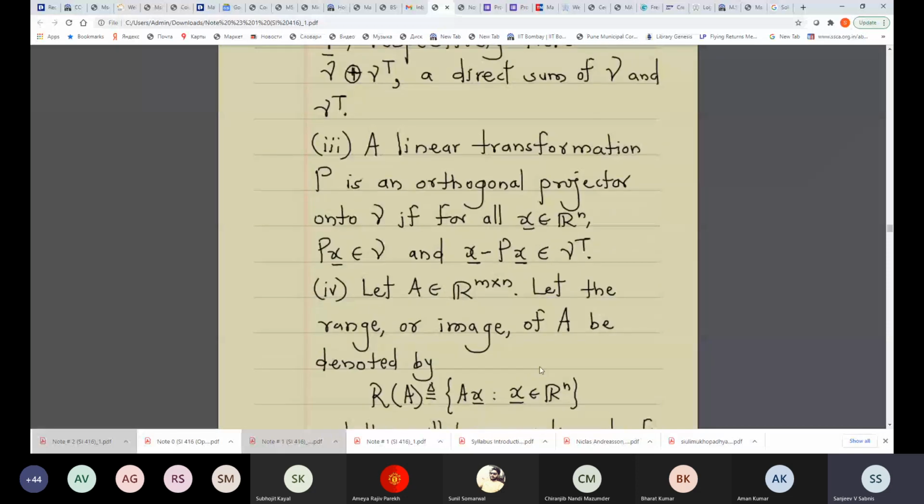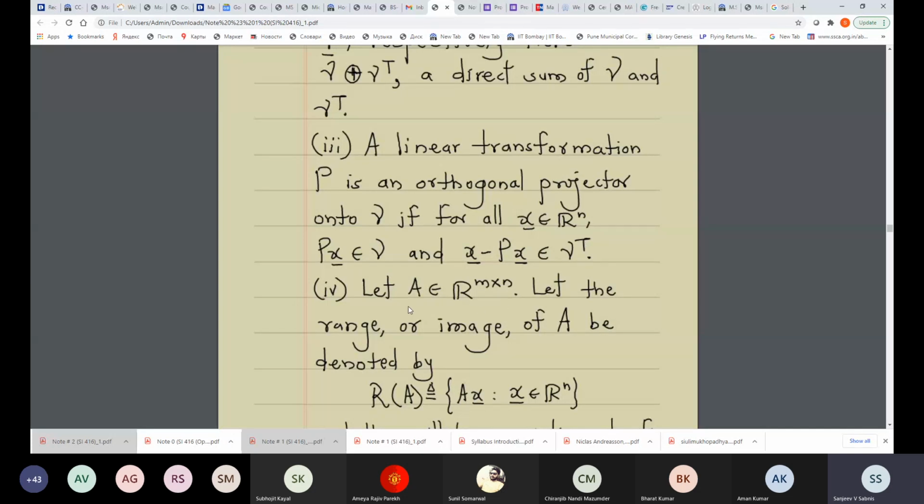Now linear transformation P, we just saw what is meant by linear transformation. So linear transformation P is an orthogonal projector onto nu if for all x belonging to Rn, Px belongs to nu and x minus Px happens to be in this subspace nu perp.